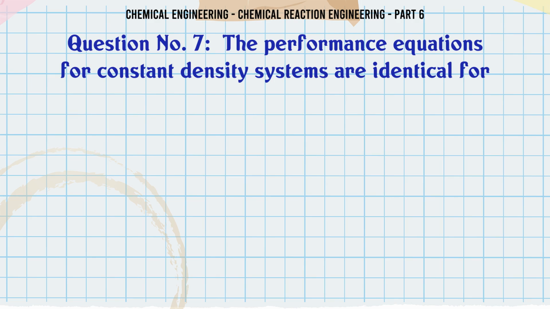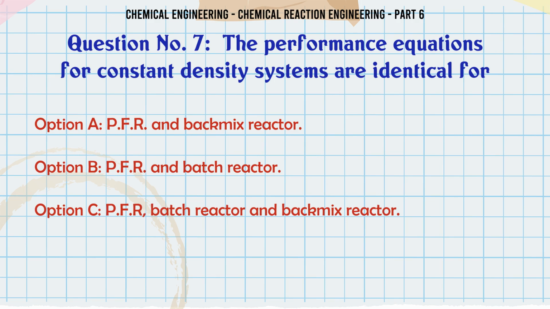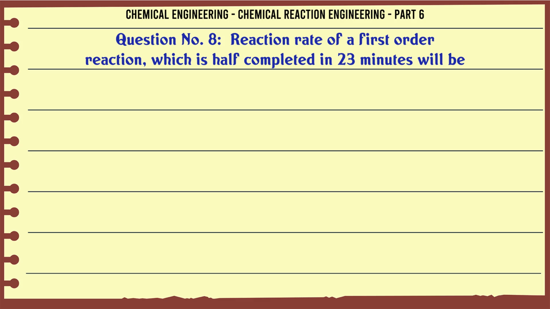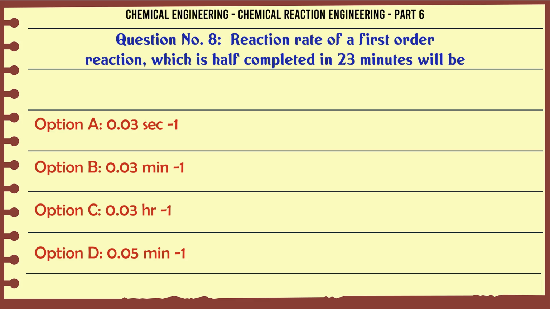The performance equations for constant density systems are identical for A. P.F.R. and backmix reactor. B. P.F.R. and batch reactor. C. P.F.R., batch reactor and backmix reactor. D. Batch reactor and backmix reactor. The correct answer is P.F.R. and batch reactor.